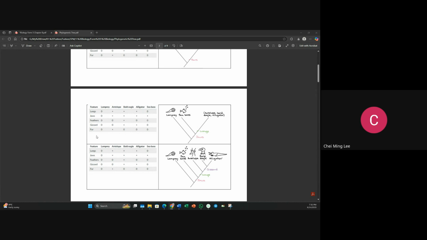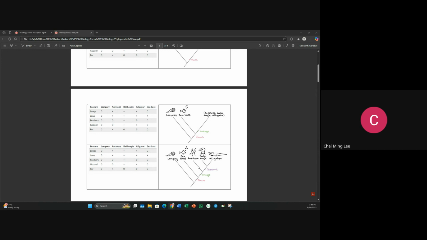Okay, we can start with antelope first. Why we don't want to use alligator? Because alligator has something like jaws, and you see, there are several of them that share it, only two. While antelope has fur, which is very distinguishable. Only one. So we start with this one first.